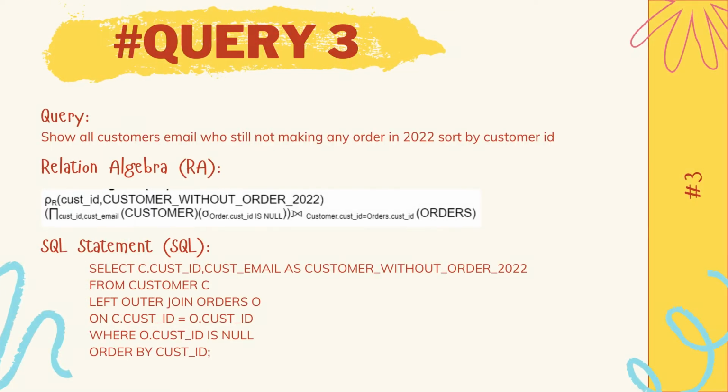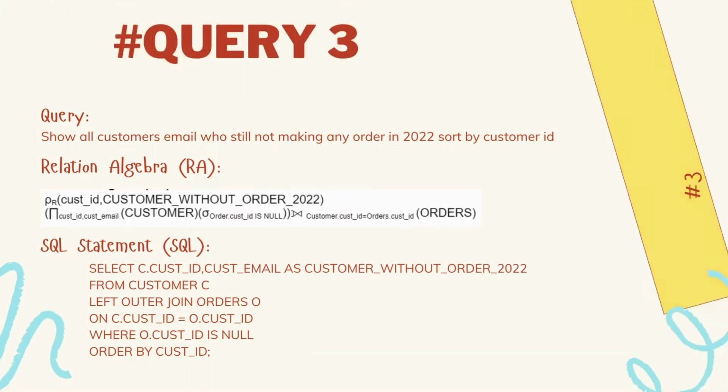Query 3. For query 3, we need to show all customer emails who still have not made any order in 2022, then sort by customer ID. This is the relational algebra for the query. The SQL statement for the query is select c.customer_id, customer email as customer without order 2022 from customer C, left outer join order O on c.customer_id equal to o.customer_id, where o.customer_id is null, order by customer ID.